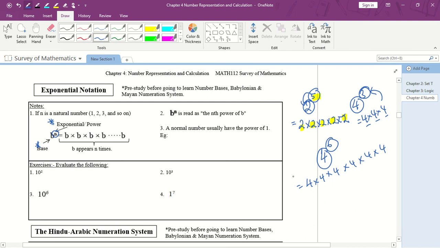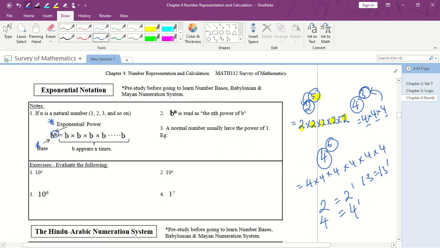Also remember, a normal number usually has the power of 1. For example, 2 actually means 2 power of 1, 4 means 4 power of 1, and 13 means 13 power of 1.